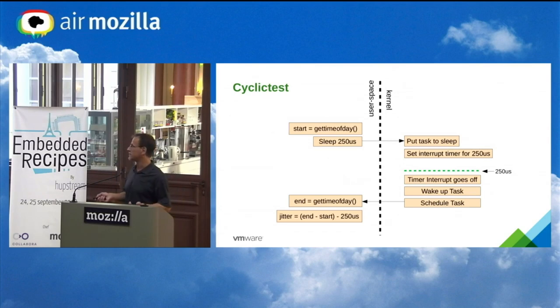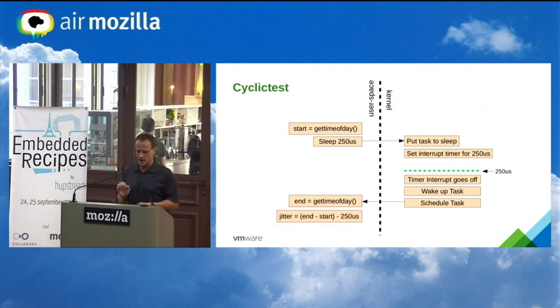So basically what cyclictest does is this. It takes a timestamp, gets the time of day, and sleeps for, say, 250 microseconds, though you could determine what it is. It puts the task to sleep, and an interrupt happens when the 250 microseconds elapses. There's a delay between when you actually want to wake up and when the timer interrupt goes off, because we always guarantee that you'll wake up at least that long. So if you say you want to sleep for 250 microseconds, it will not wake you up at 249 microseconds. It has to be at least that time or later. But we want to do it as close to 250 microseconds as possible.